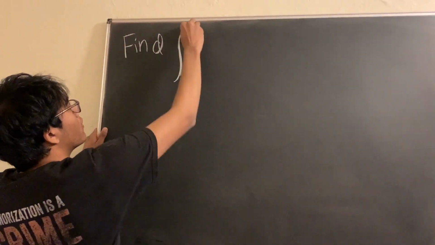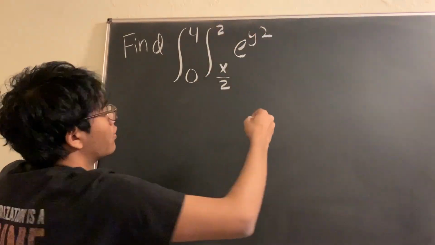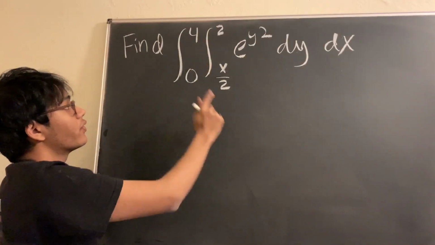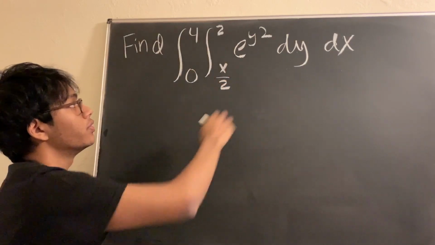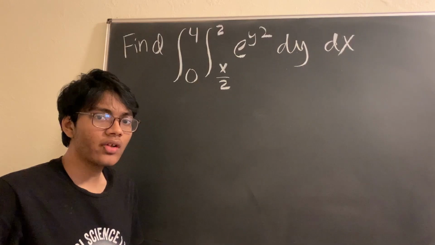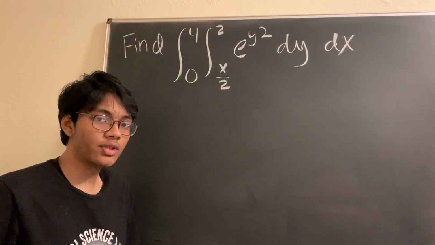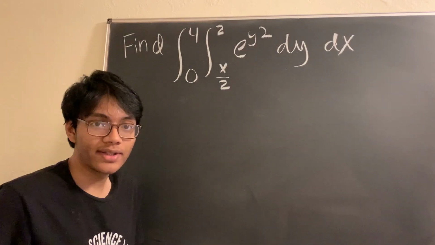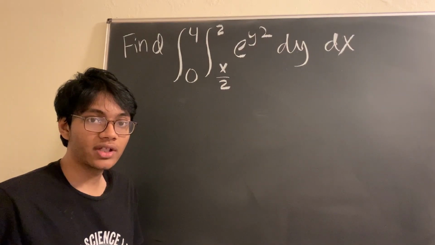Here's the problem. The double integral from 0 to 4, from x over 2 to 2, of e to the y squared dy dx. To solve this integral, first we have to change the order of integration because we cannot manually integrate e to the y squared. How do we change the order of integration?